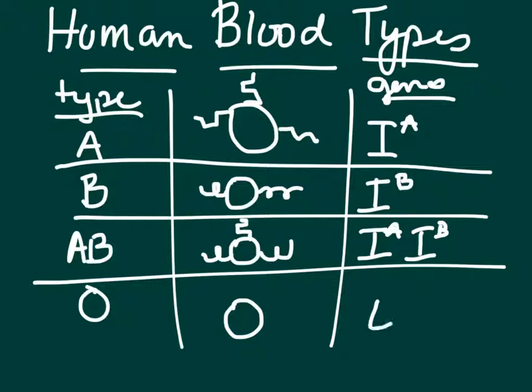Our friends who are type O have a recessive allele. O is recessive to A and B. So if you are type O, you are genotype little i, little i. And that's the only way you can be a type O. To be type A, we can have two genotypes. You can be I capital A, I capital A, or you can be I capital A, little i. If you are type B, you can be IB, little i, or IB, IB.